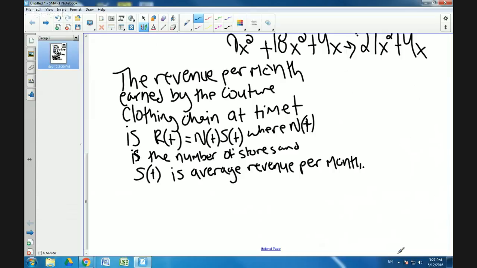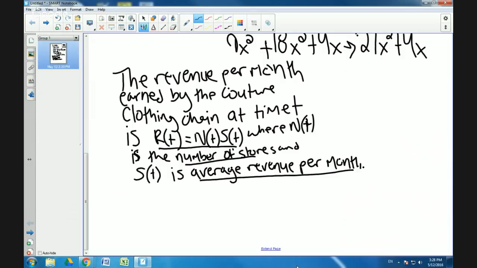Looks like we need to go through and highlight all the important information. So this equation seems to be rather important. And we need to know that N of T is the number of stores and S of T is the average revenue per month.